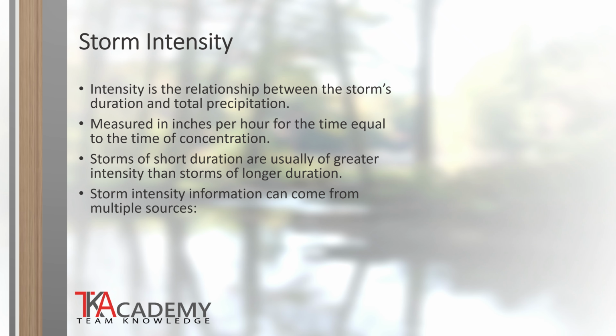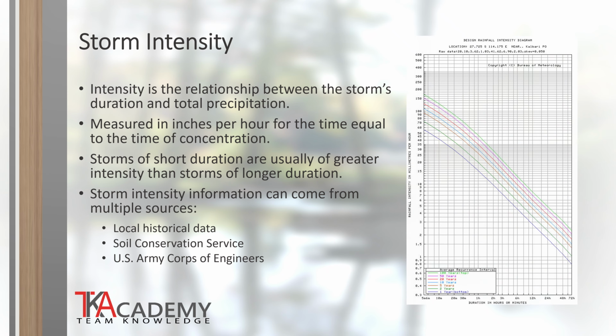Storm intensity information comes from historical data that can be collected from multiple sources. The best source is local historical data. Most building departments will have this information available. Storm intensity information can also come from the Soil Conservation Service and from the U.S. Army Corps of Engineers.